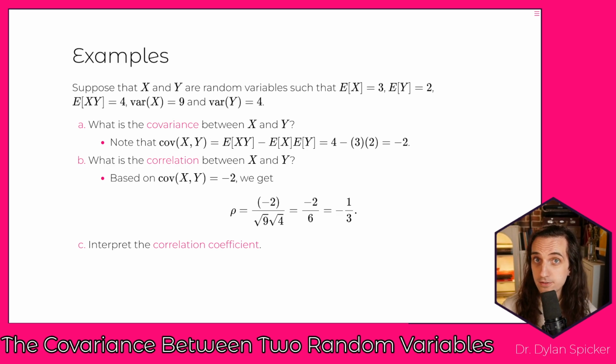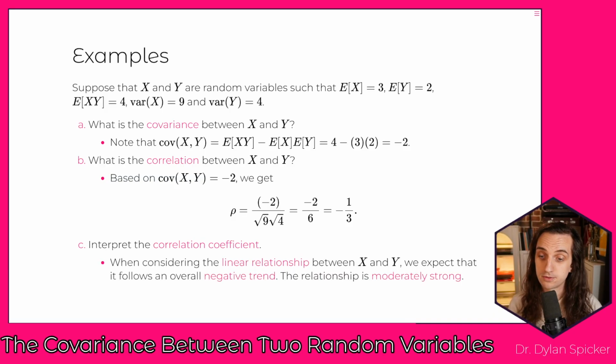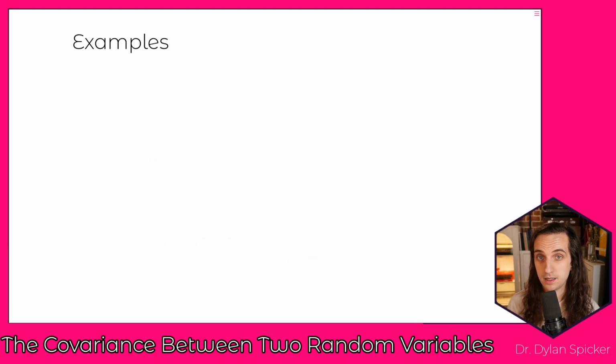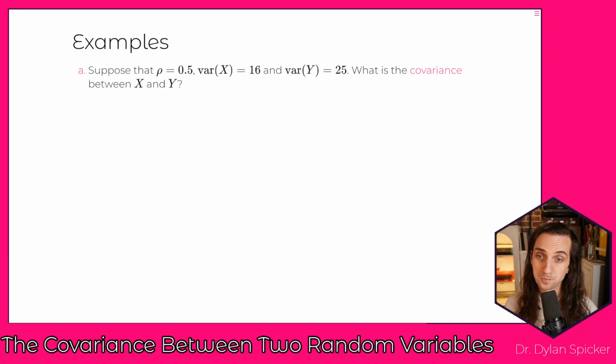Well, because it's a negative value, we know that there's a negative linear relationship between these two quantities, and 1/3 is a moderate value, right? And so considering the linear relationship between x and y, we expect that overall there is a negative trend, and it's a moderately strong negative trend. Okay, let's look at another example here.